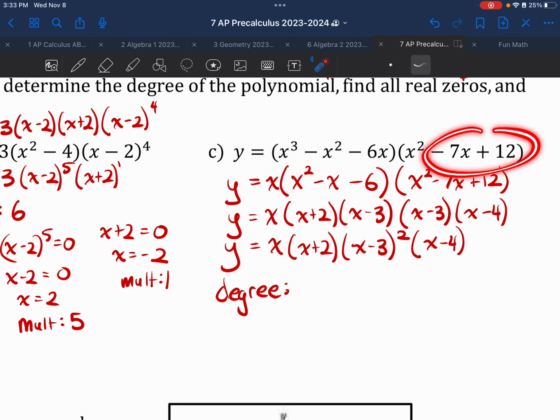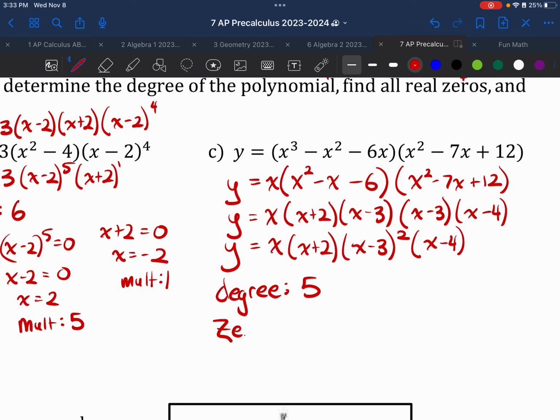All of these are too small and won't affect us. I'm going to multiply these 2 polynomials, which means I'm going to add up their exponents. 3 and 2 add up to a degree 5. All right, to find the zeros, I think by this time you guys have already found the trick.